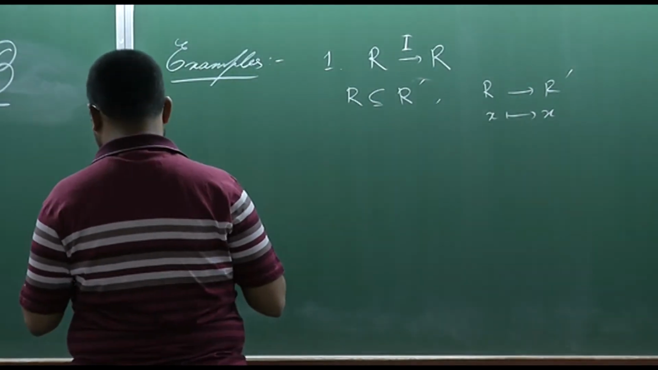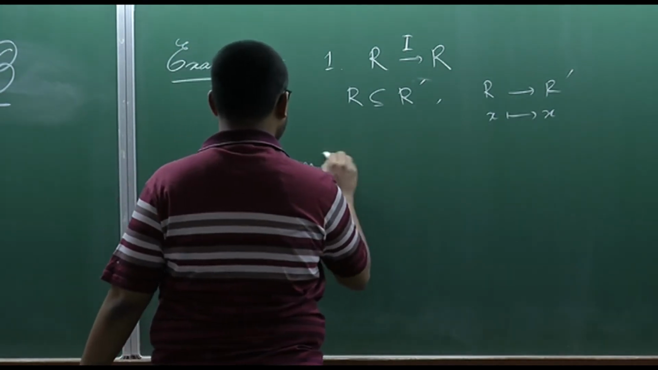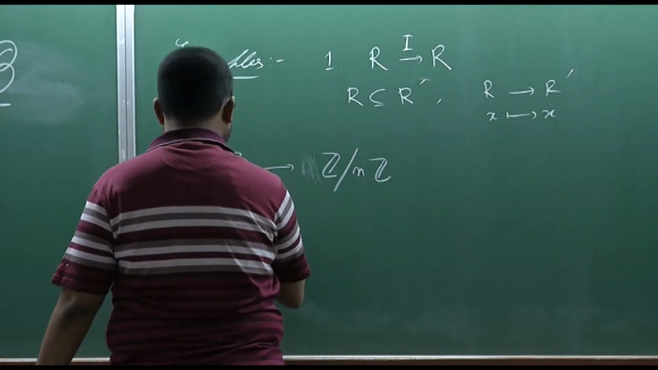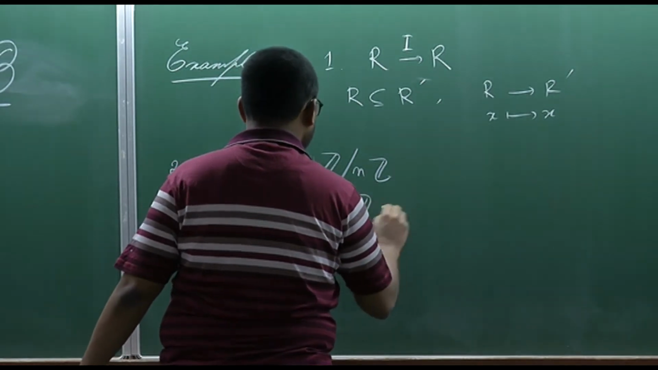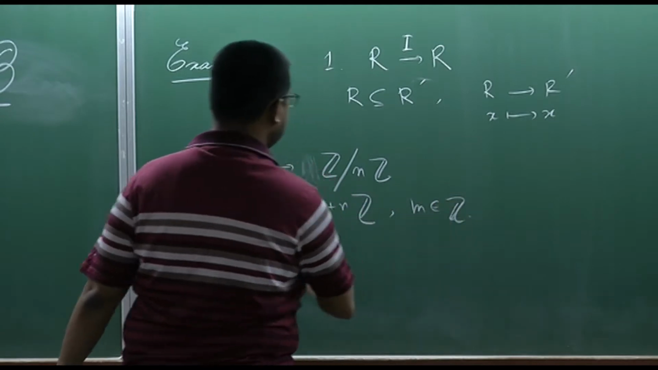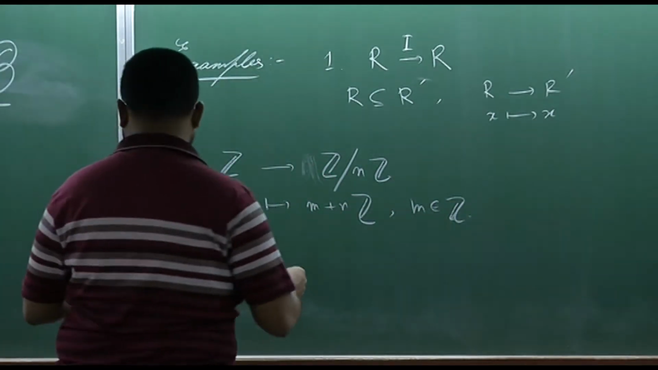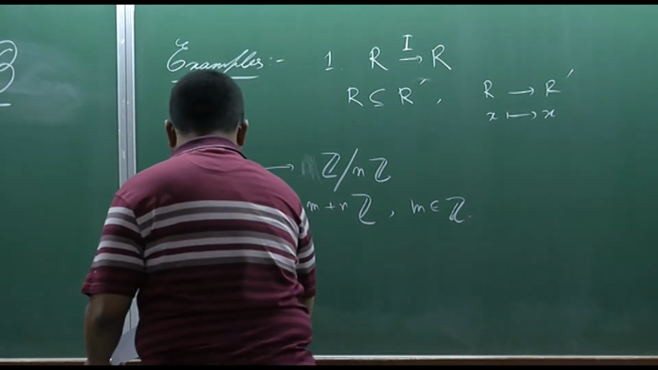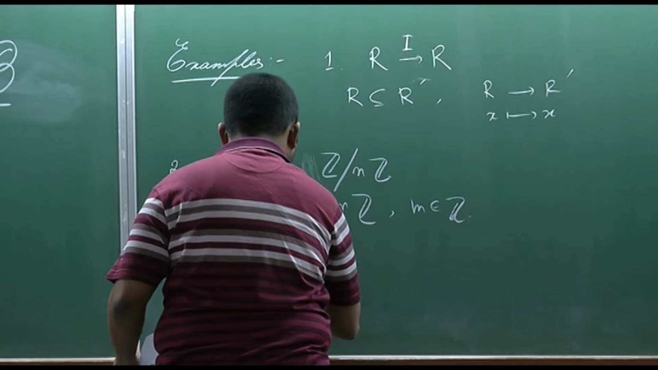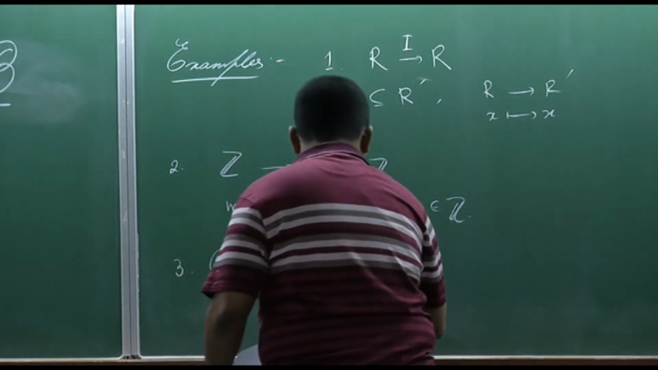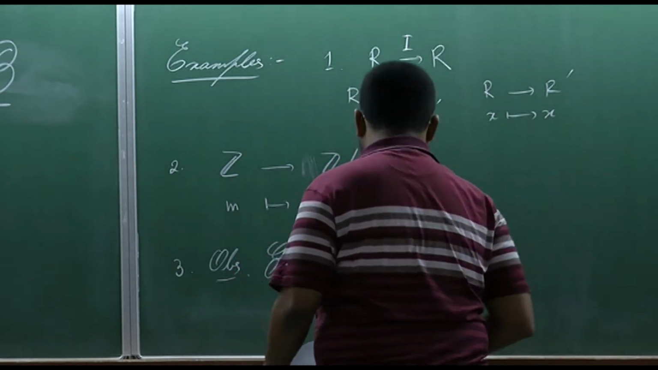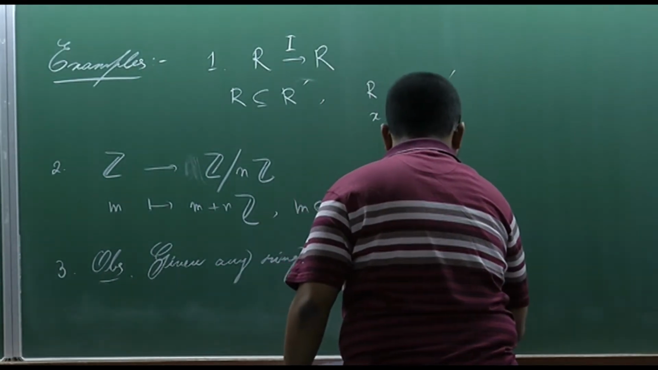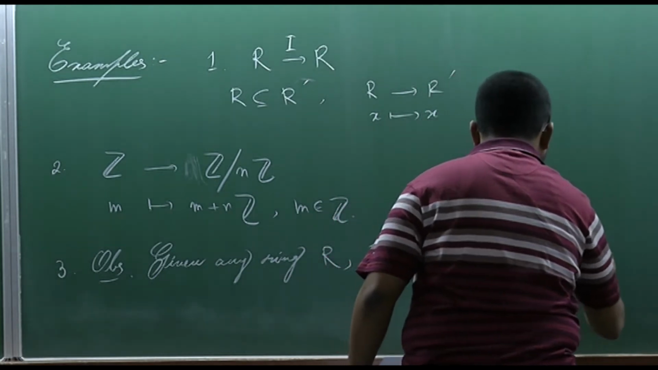The next example is a quite common map which we have already seen, namely reduction modulo n, that is we send each m to m plus nZ for every m. It is easy to see that this is also a ring homomorphism. Third, in fact this is an interesting observation. Given any ring R, there exists a unique homomorphism, let us say phi from Z to R.